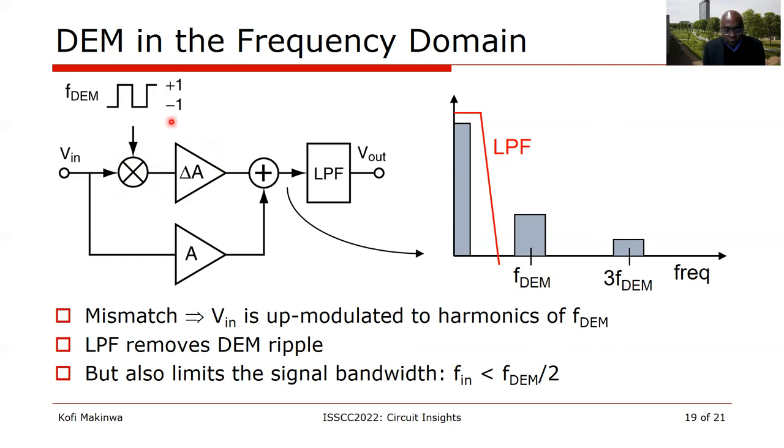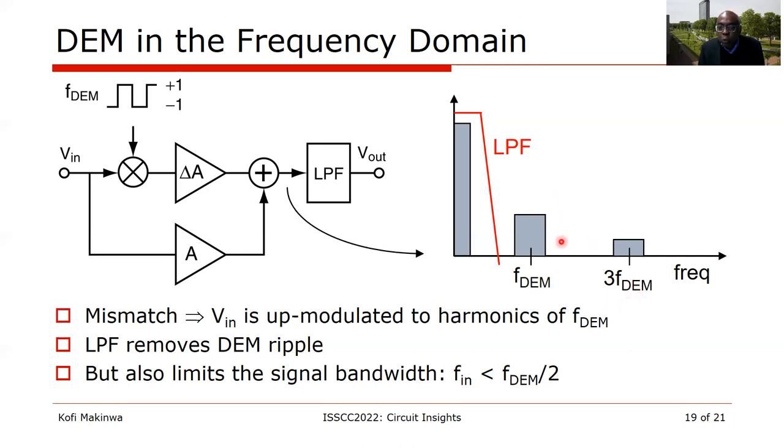or minus one. So if we look at the resulting system, what we are essentially doing with dynamic element matching is modulating mismatch errors up to the harmonics of this square wave. If we look at the output of this dynamic element match system, we get a signal with ripple, that square wave ripple that I showed you before, that has harmonics, and it contains the mismatch error, which is now being upmodulated to fdem, 3 times fdem, where fdem is the frequency at which we are rotating all of these elements.